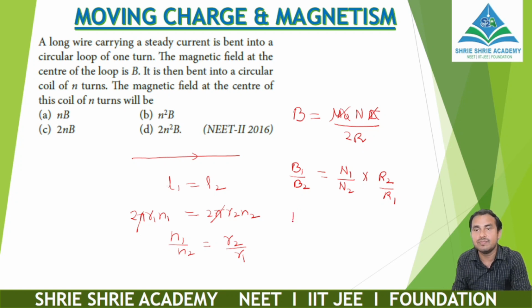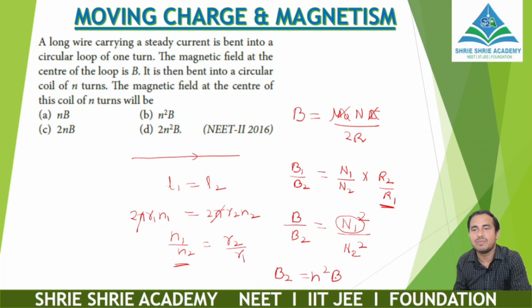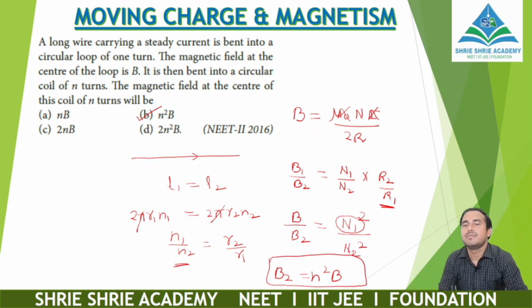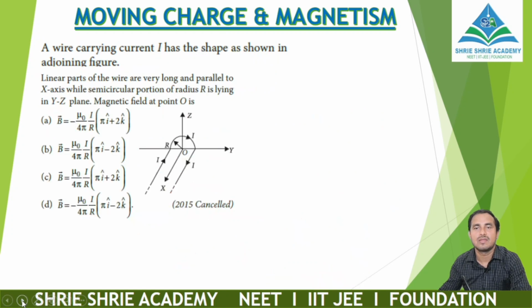So in the beginning the magnetic field is B, the final magnetic field is B2. In terms of the number of turns, R2 by R1 again you can write as N1 by N2. So you write N1 square by N2 square, because R2 by R1 can be written as N1 by N2. In the beginning the number of turns is given as 1, so B2 is equal to N square into B. So the magnetic field will be N square into B. Very important model. But I'll tell you a very simple method. You have to find the total magnetic field at the center, for this point.